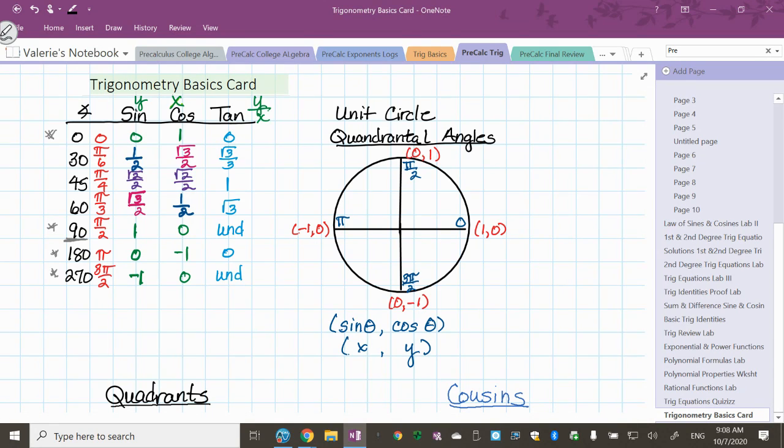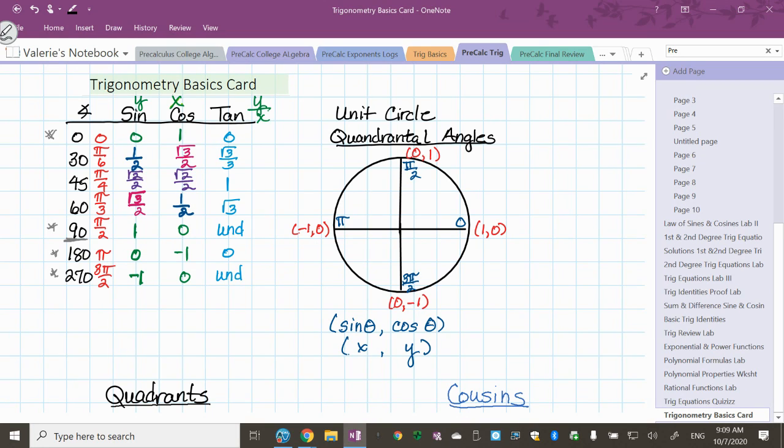Now, if you look at this, next to those in degrees, I have in red the radians. Because pi is considered 180 degrees when you convert, if I take pi and divide it by 6, that's going to be 30. Pi over 4 is 45. Pi over 3 is 60. Pi over 2 is 90. Pi is 180. And 270 is 3 pi over 2.